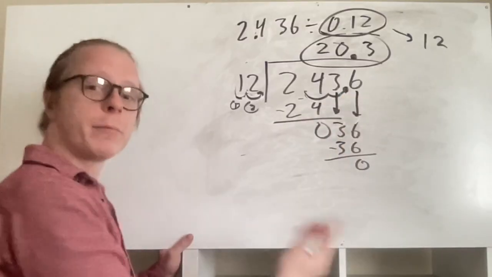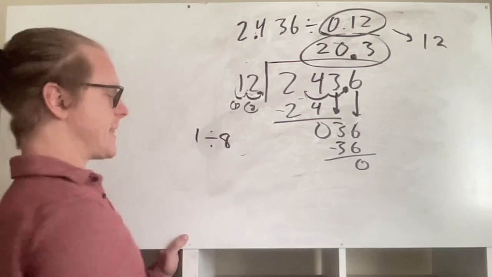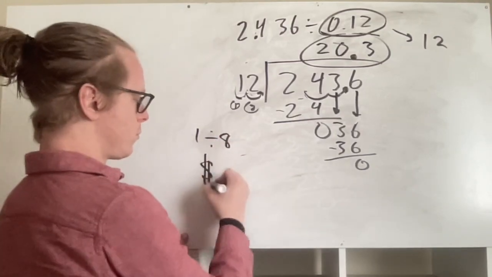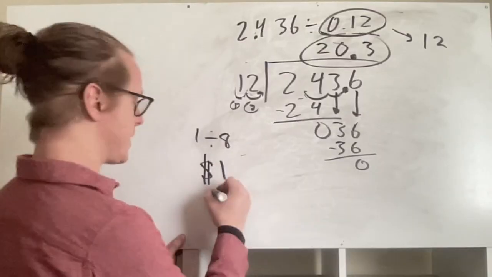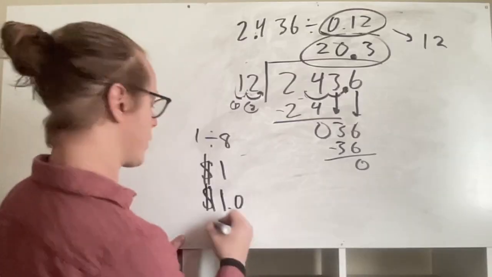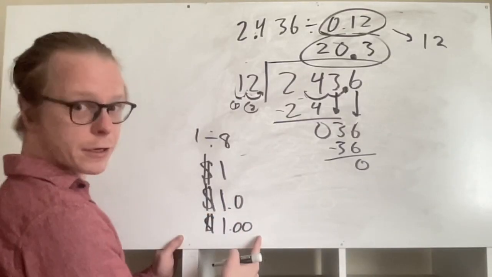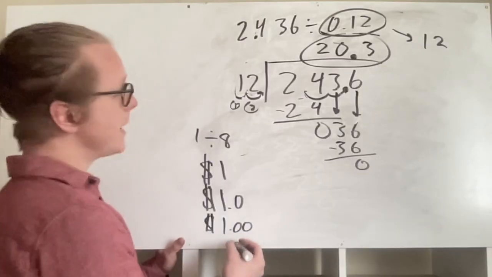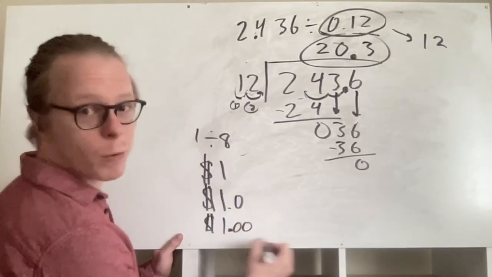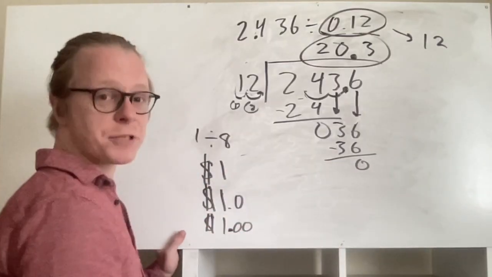Okay. The other important thing to remember, like when we were doing 1 divided by 8, is that thinking of money, 1 is the same as 1.0 or 1.00, right? $1, $1. The value does not change. So if we need to add this decimal point and put more zeros here to continue with our long division, we always have that option.